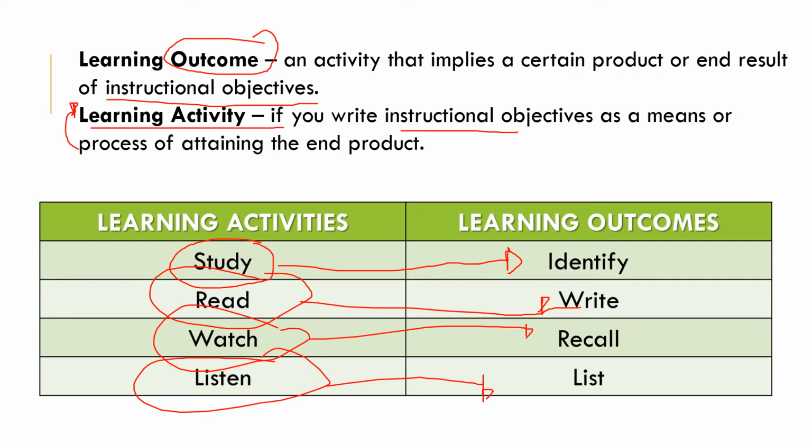Now, try to look at the learning activities. They are general, no? Most likely, they're general, and then learning outcomes, it's very specific. Okay. So, these are the things that you are to do for you to do this also. Okay.